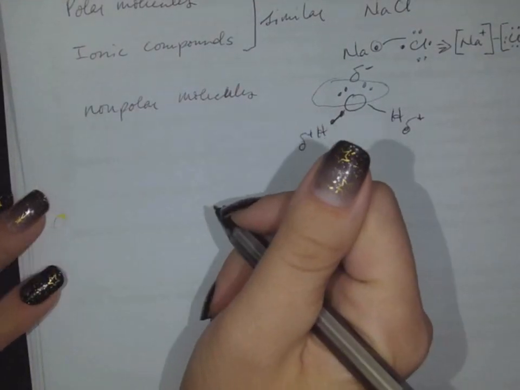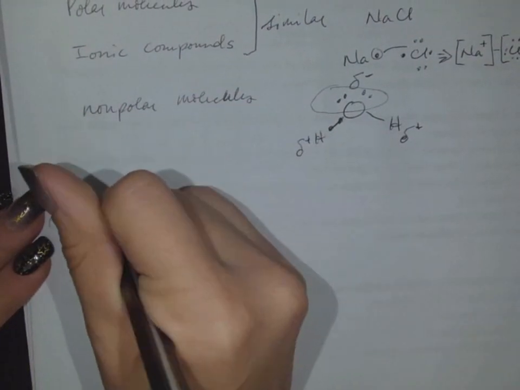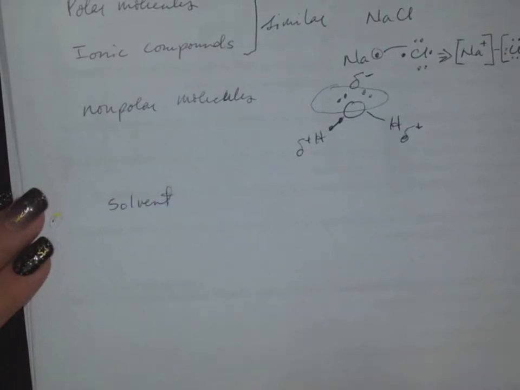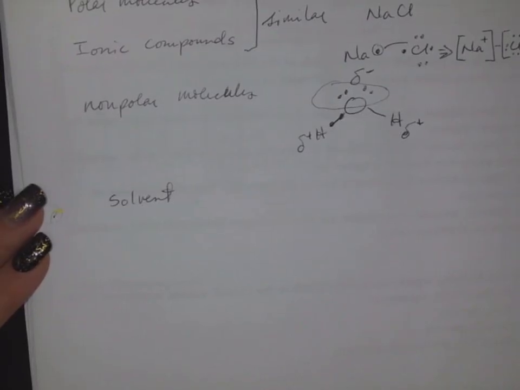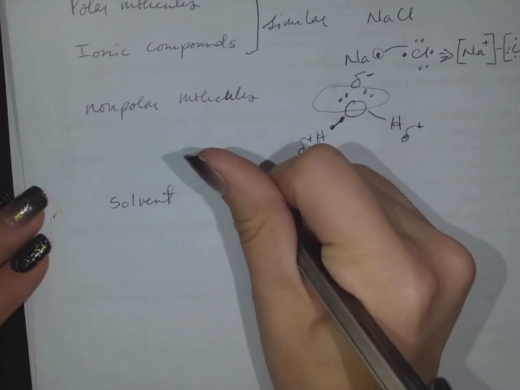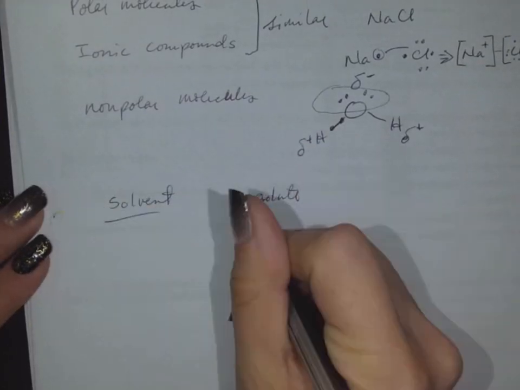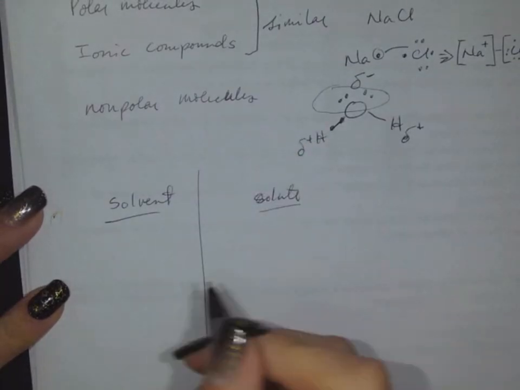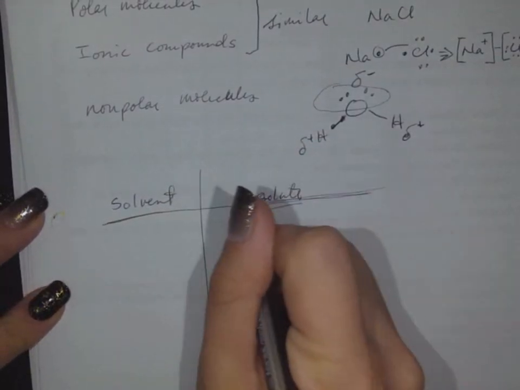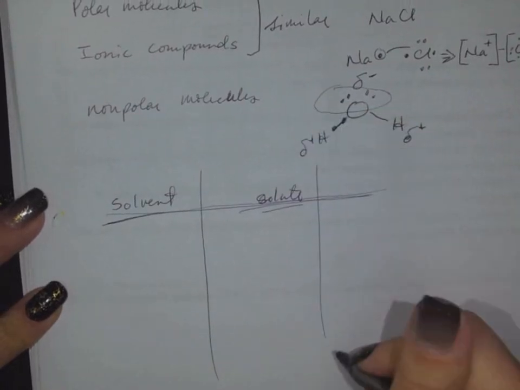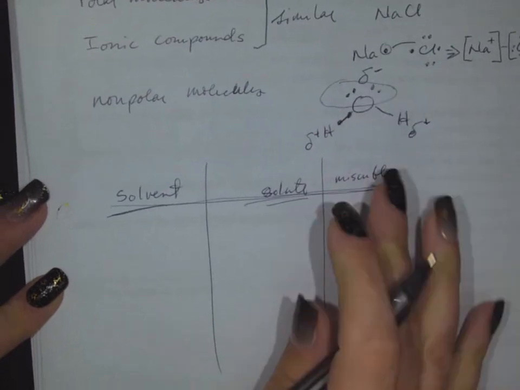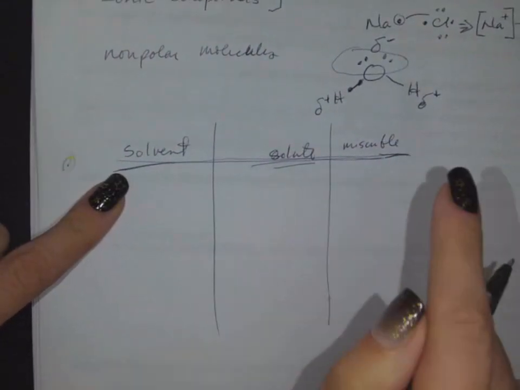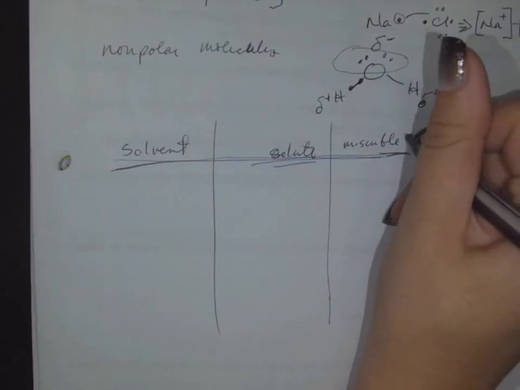Okay, so let's talk solute and solvent. Okay, remember, solvent is almost always the liquid, and the solute is the thing that we're putting in there, okay? Solute. Okay, let's draw a little table, actually. Okay, this is what I've got right now. Solvent, solute, miscible. Okay, so miscible means that it dissolves.